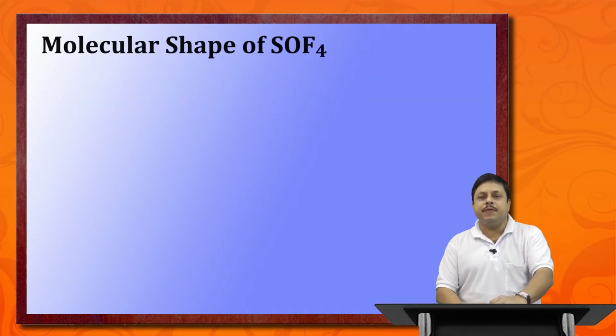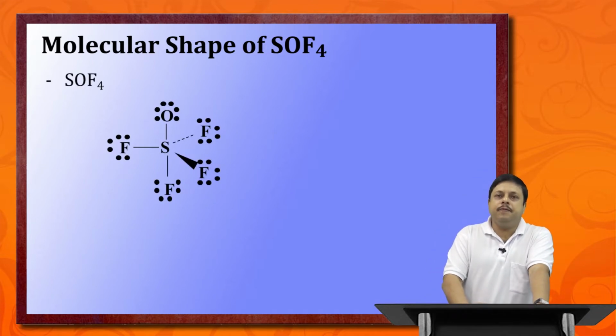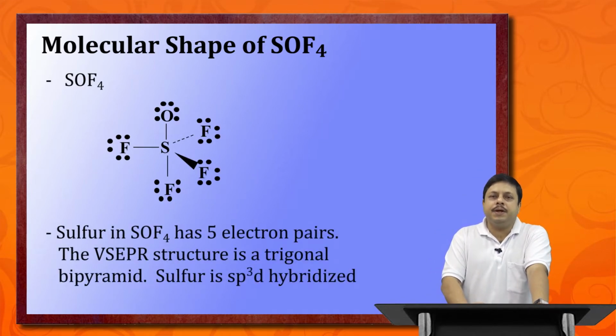Now the molecular shape of another molecule; these are all examples. This is SOF4. This has 5 electron pairs.